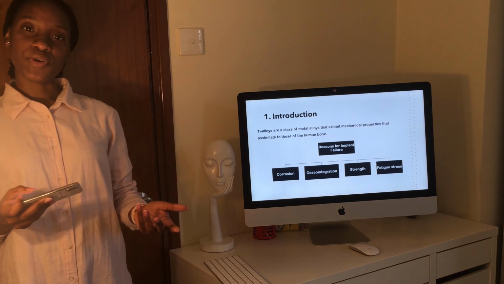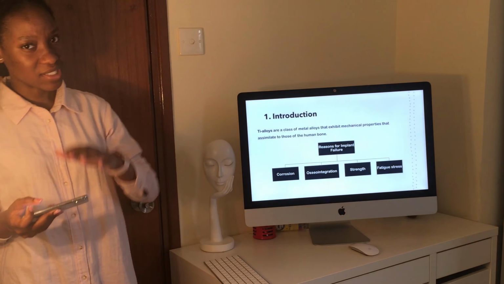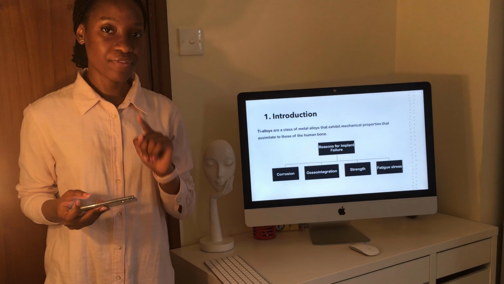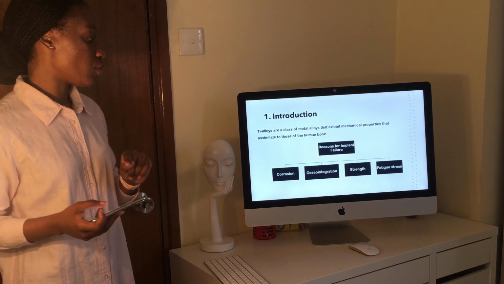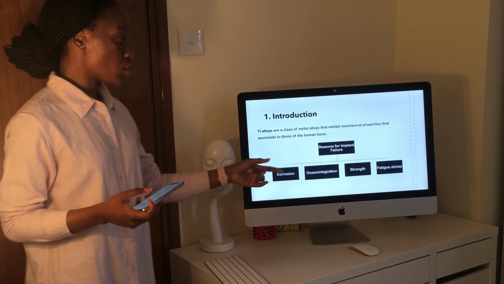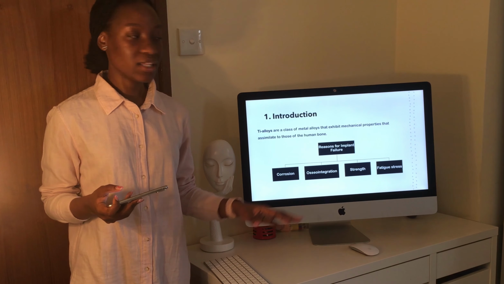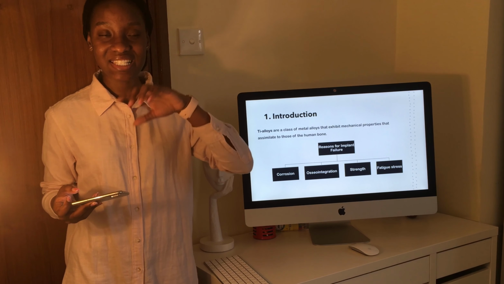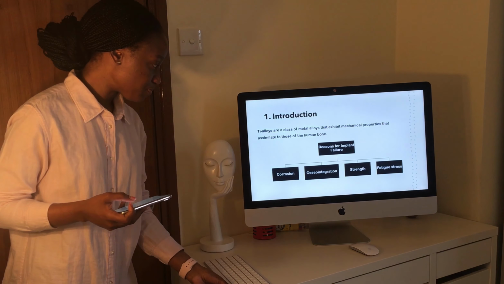But since nothing lasts forever, and even if it does, after some time it begins to fail, the reasons for the implant failure of titanium alloys are related to the corrosion, the corrosive environment that they are inserted in, the osseointegration, the strength, and the fatigue stresses caused by the cyclic internal stresses.